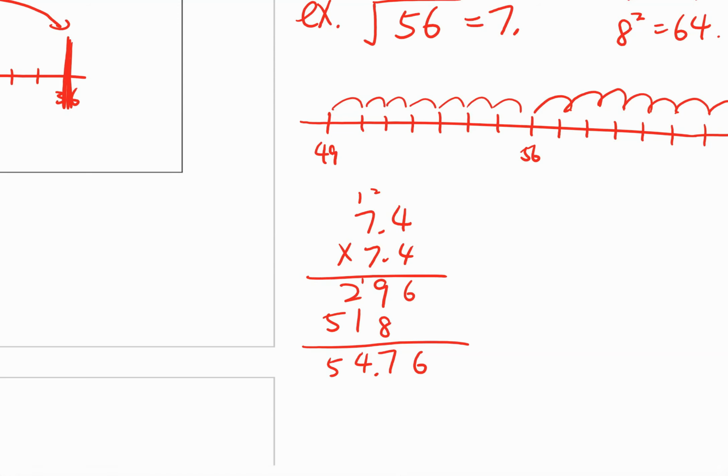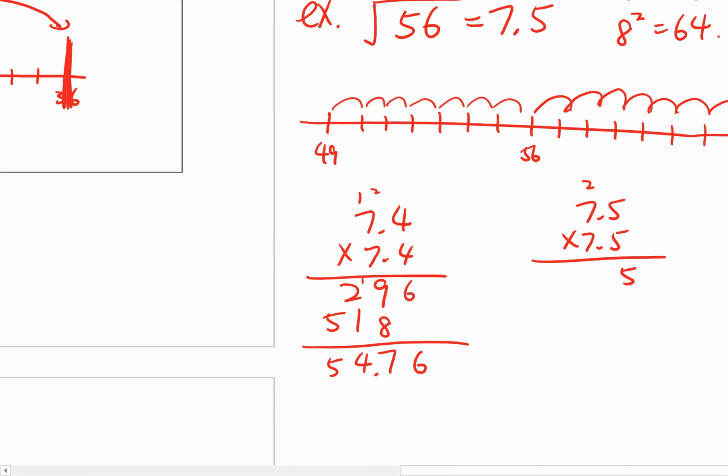Not that great, I suppose. So in that case, a little bit off. So then I would say 7.5. Okay, I would say 7.5. And I will quickly check what I get if I multiply 7.5 by itself. Okay, so I'll quickly multiply this.